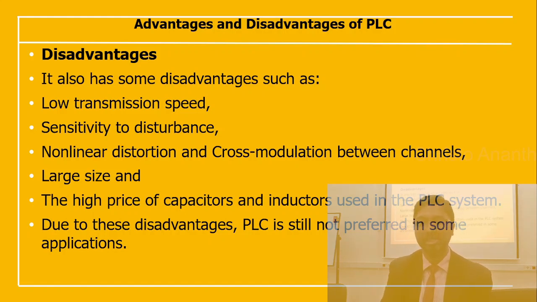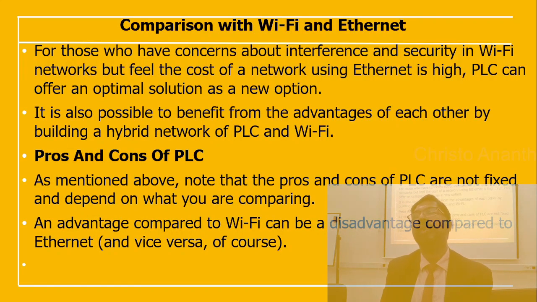We will try to compare with Wi-Fi and Ethernet. Whenever you compare with Wi-Fi, there are concerns with interference as well as security. But the cost of the network using Ethernet is actually high. PLC can definitely offer a much more optimal solution as a new option. You can benefit from a lot of advantages by building a hybrid network of PLC, power line communication, and of course Wi-Fi.